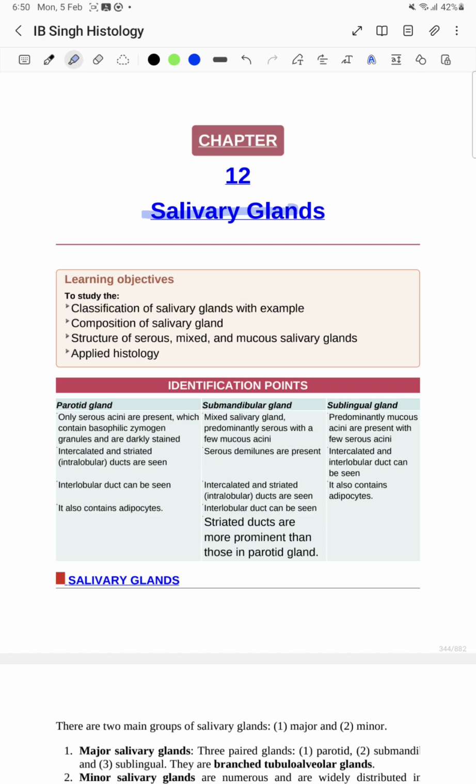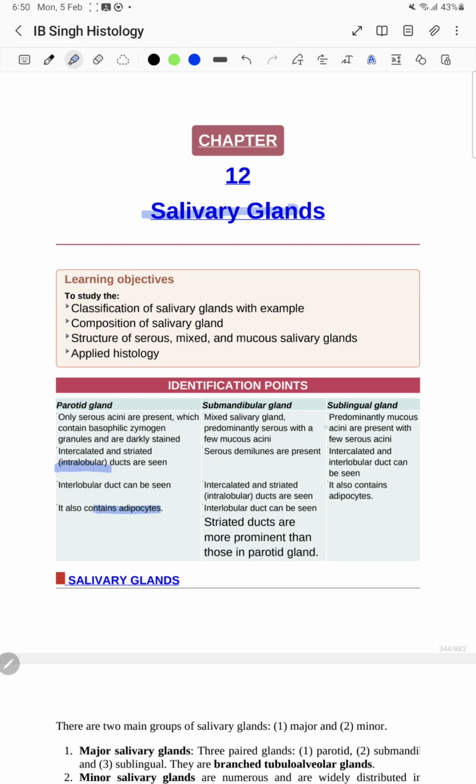Parotid gland. Only serous acini are present, which contain basophilic zymogen granules and are darkly stained. Intercalated and striated intralobular ducts are seen. Interlobular duct can be seen. It contains adipocytes.